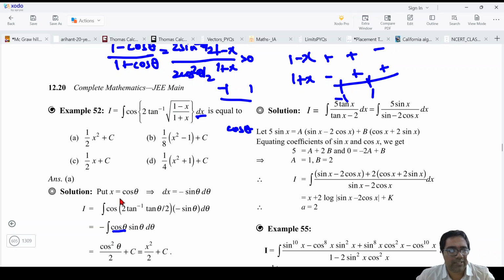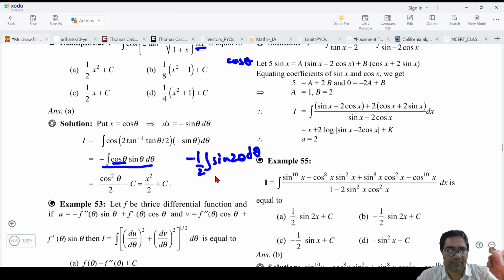Now we have a dx. When x is cos theta, dx is obviously minus sin theta d theta. So we have simplified this integral to this one. Now he's doing one more substitution: cos theta is t, minus sin theta d theta is dt. So that's why he gets t squared by 2. Or otherwise also we can write it like minus half of sin 2 theta d theta. We can write it like this also, right?